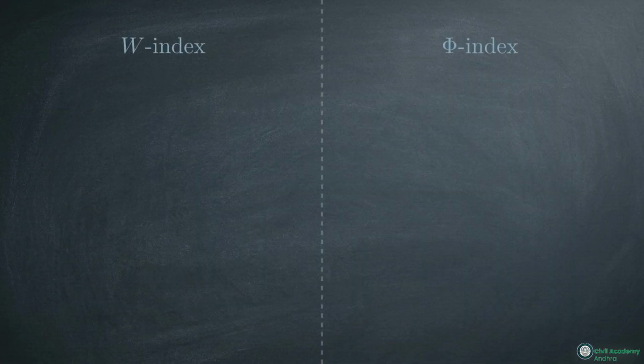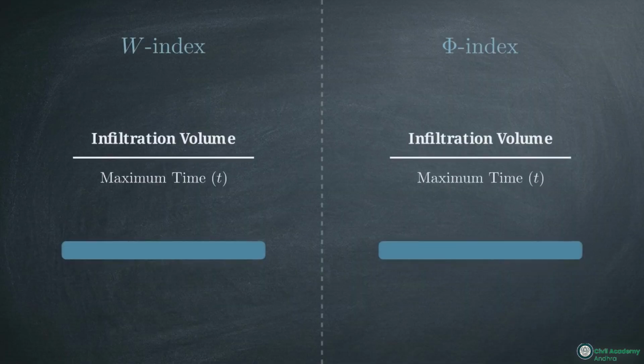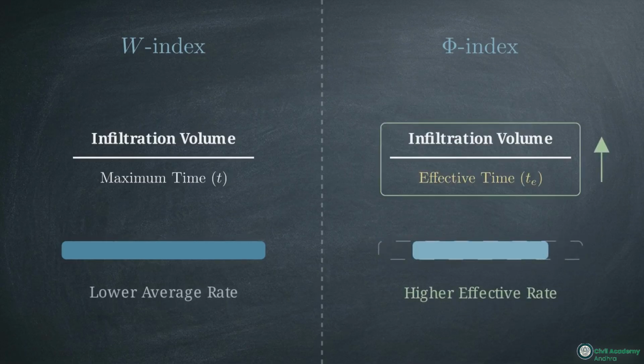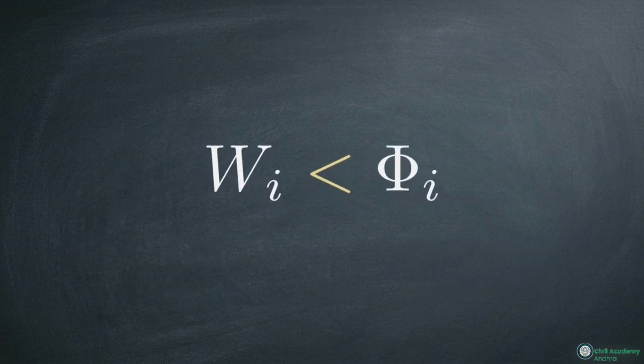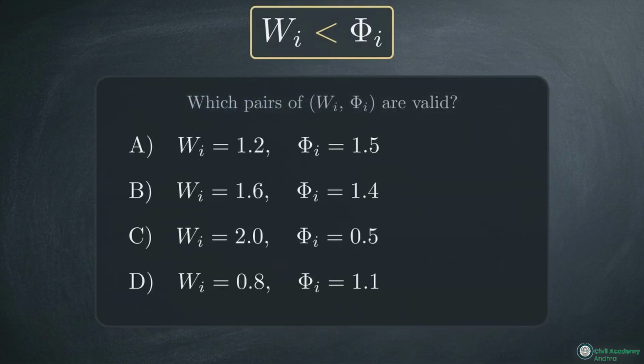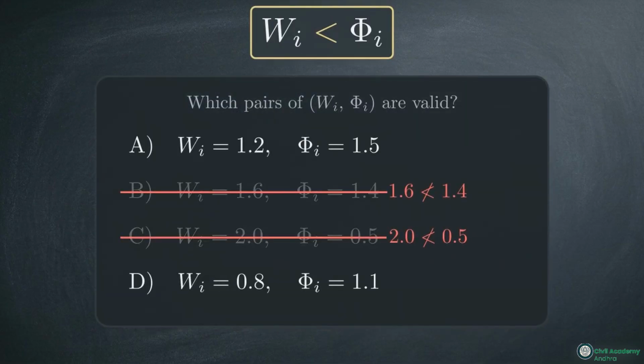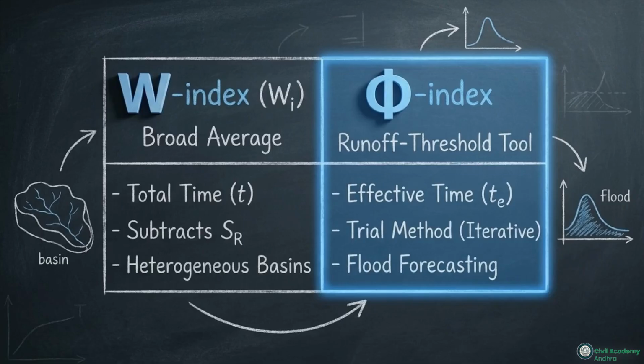By definition, the W index includes all initial losses and spreads the average over the maximum possible time. The phi index removes those low-intensity periods, shrinking the denominator and raising the rate. Because of this, the W index will always be mathematically lower than the phi index. Memorize this inequality to quickly eliminate impossible answer choices on multiple-choice questions. Keep their distinct applications in mind. Use the W index for large, heterogeneous basins, where a broad average is sufficient. Rely on the phi index when the problem requires precise flood forecasting.